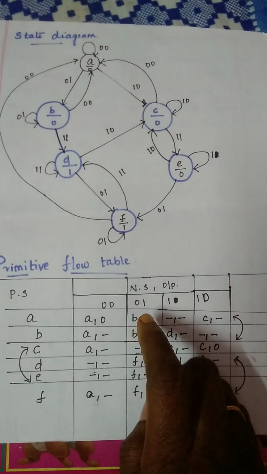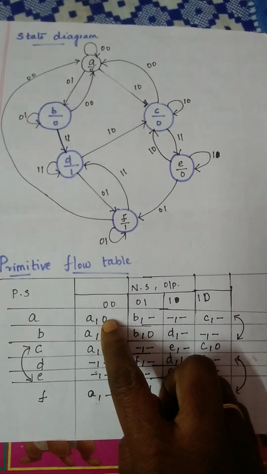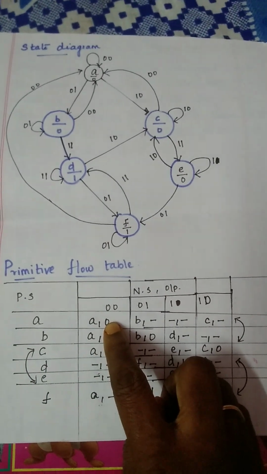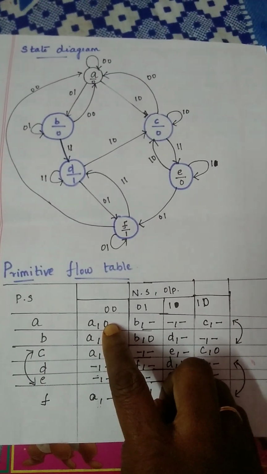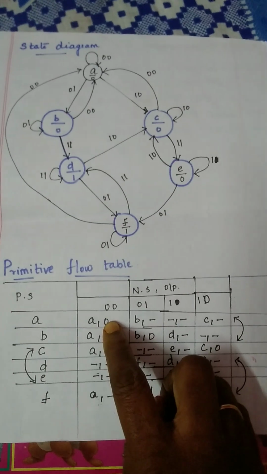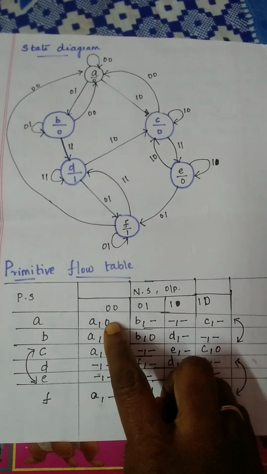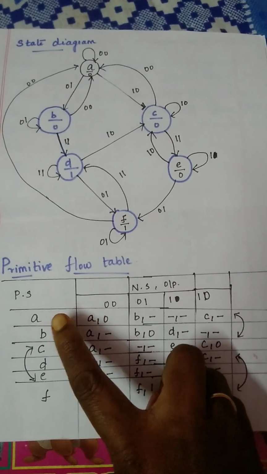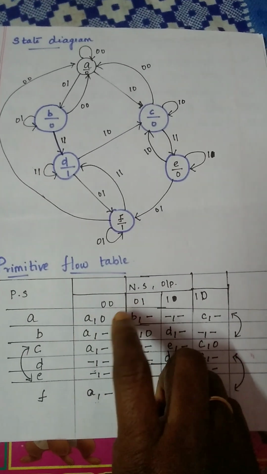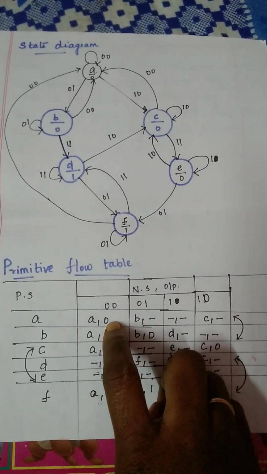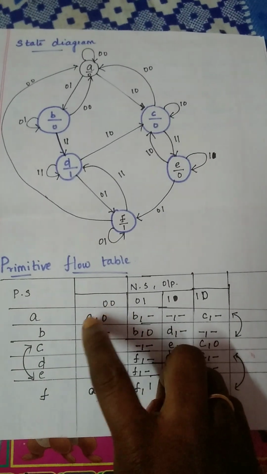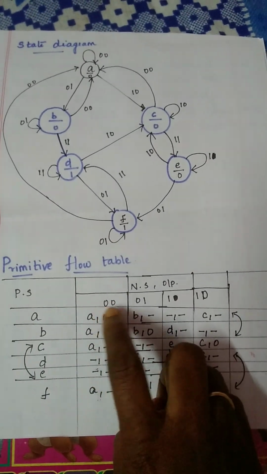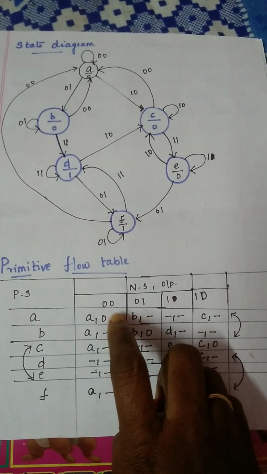Only we have to write the output for the stable state alone. What is a stable state? Whatever the variable you have taken, if it is retaining in the same state, that will be called the stable state. So if it is A, it is retaining in the A state if your input is 0 0. So this is called the stable state. So we have to write the output for this one.